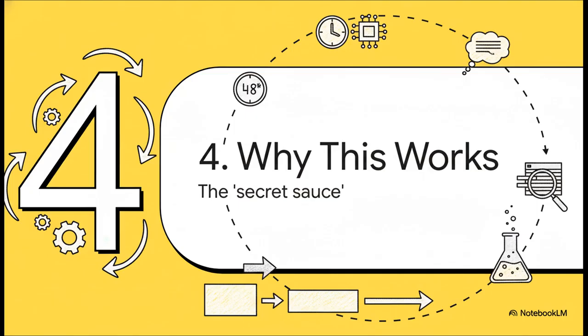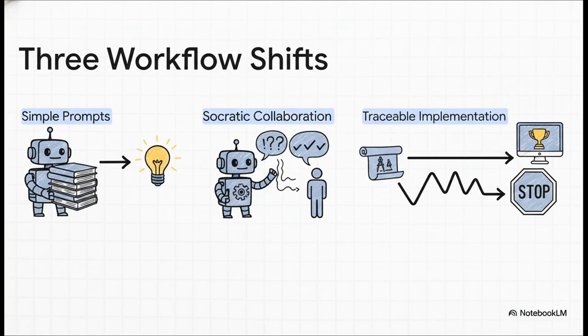So let's pull back the curtain and look at the secret sauce here, why this whole thing actually works so well. It really comes down to 3 massive changes in the workflow. First, you get these magic, simple prompts because the AI's job is to go read the logs to get its own context. Second, you get this Socratic collaboration, where the AI asks questions to nail down the logic before anyone codes, when changes are still cheap. And third, the implementation becomes traceable. The code can't just drift away from the plan because the plan is documented.